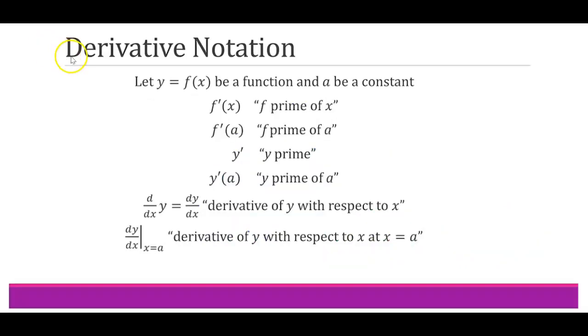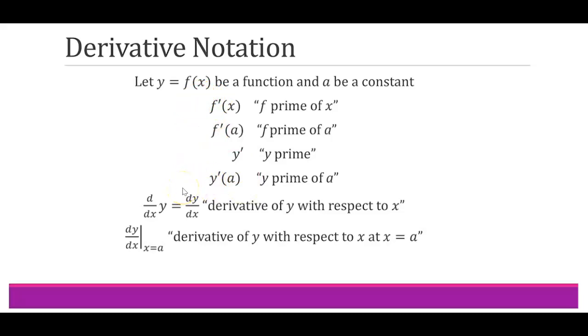Before we go any further, we're just going to take a moment to review some derivative notation, get familiar with it, and how to read it. So here, let y equal f of x be a function, and a be a constant. If we're talking about a derivative, we might see this notation read out loud as f prime of x, and we might have a number instead of a variable x, and that would be read as f prime of a, whatever that number is. We could also see y prime or y prime of a, and all of these first four are called prime notation, but we also have an alternate notation.